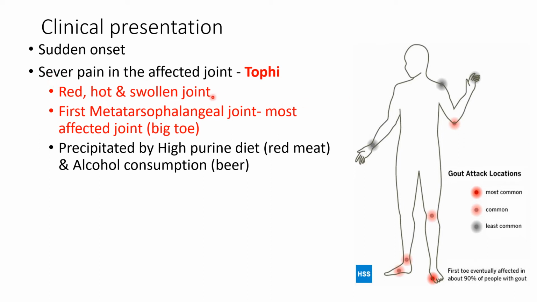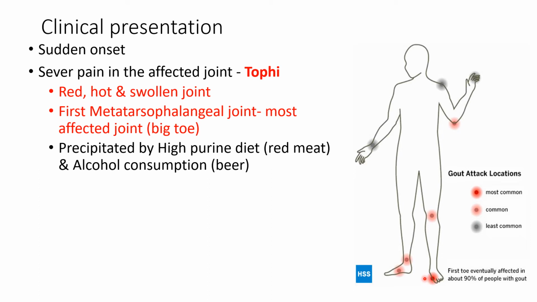So this affected joint is known as tophi. The most common joint which is affected is the first metatarsophalangeal joint, that is the great toe. This is the most common joint with which the patient will come. There is a swelling and severe pain.